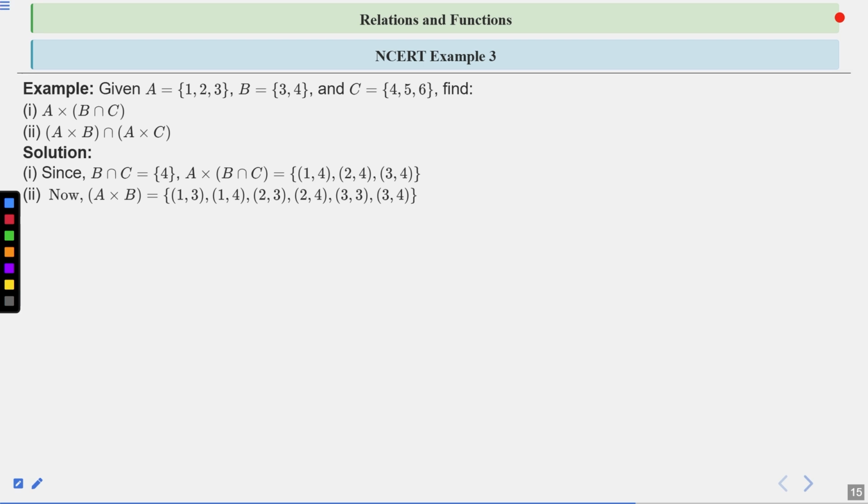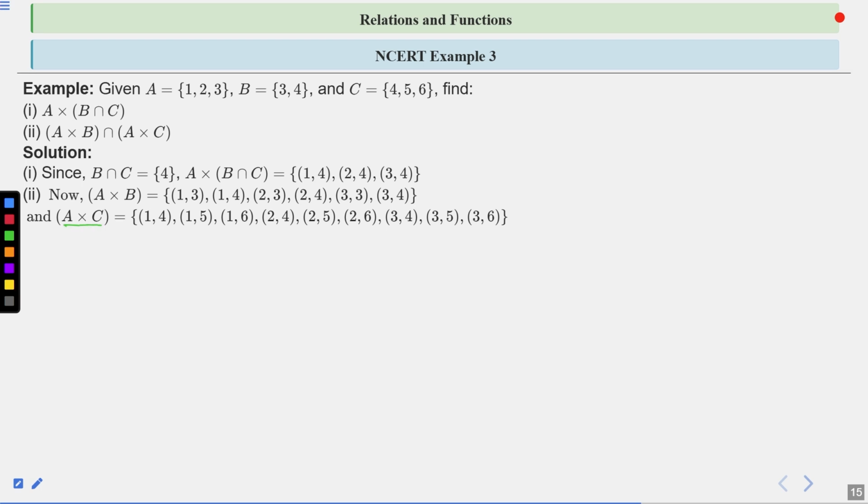Now for the second, in order to solve for this, first of all solve the brackets A cross B and A cross C. In order to find A cross B, very simple, by definition you have to collect pairs in which the first position is filled by the elements in set A and the second by set B. You have 3 elements in set A and 2 elements in set B. In total you will get how many pairs? Simply 3 times 2, 6 pairs in your Cartesian product A cross B. The pairs are (1, 3), (1, 4), (2, 3), (2, 4), (3, 3), (3, 4).